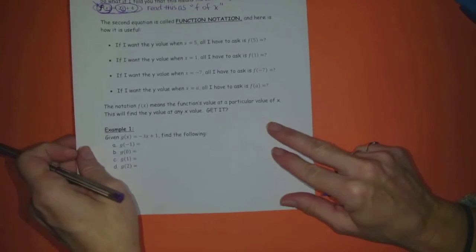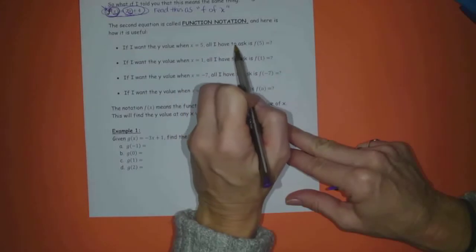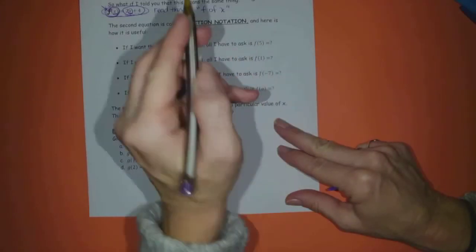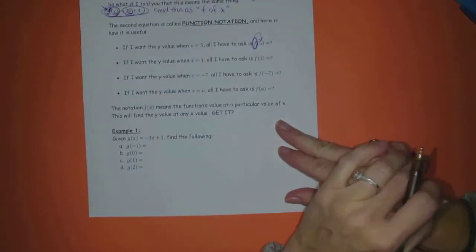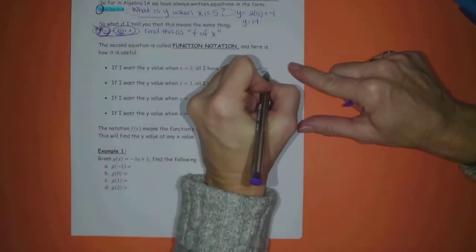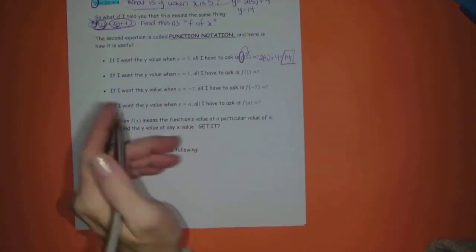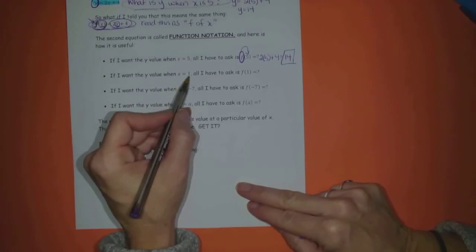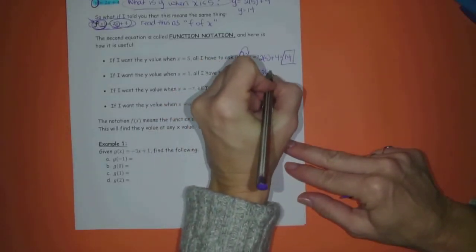Well, when you use function notation, here's what's cool. Now if I want the y value when x is 5, all I have to ask is f of 5. See, f represents the y value or the function value when x is 5, f of 5. So then to solve that, I would just do the same thing. I would take 2 times 5 plus 4 and say that that was 14. Simple. If I want the y value when x equals 1, all I have to ask is, hey, what's the function when x is 1? What's the y value when x is 1? So that would be 2 times 1 plus 4, which is 6.